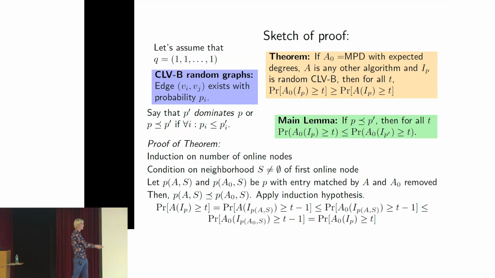And now we can translate this back to the probability that A naught of IP is at least T. So in this proof, I've swept something under the rug because the algorithm A may actually choose not to match anything when it sees this neighborhood, yes. But you'll have to trust me that you can also deal with this.